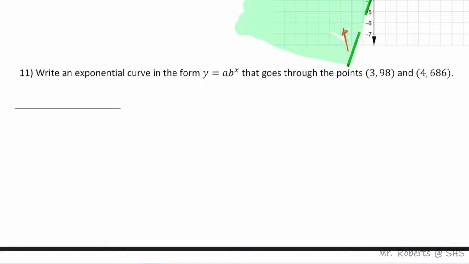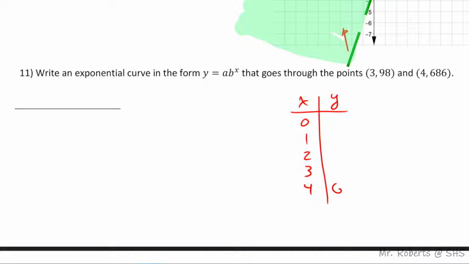All right, let's see next, 11. Write an exponential curve in the form y equals a b to the x that passes through these 2 points, (3, 98) and (4, 686). Every single time I see these, it's easier for me to look at them in terms of a table. So I'm going to look at an xy table. I do not know the 0th term, the first, or the second term. But I do know the third term, and quite fortunately, I know the 4th term, which is adjacent to it.